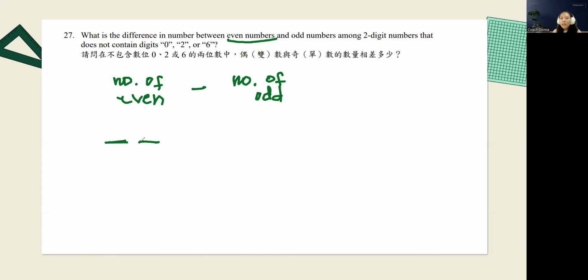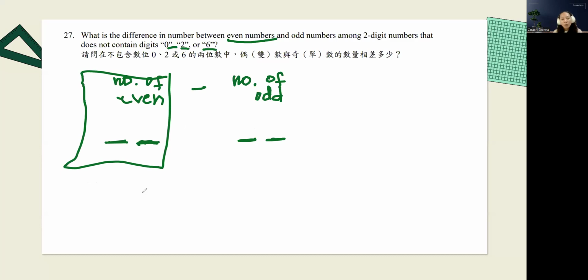So I'm placing 2 blanks because we can only have 2 digits. Remember, it does not contain 0, 2, or 6. Let's answer the even part first. For this to be even, it needs to end with 0, 2, 4, 6, or 8. However, we cannot use 0, 2, and 6 because the problem states we're not allowed to use them. So we can only have 2 numbers here, the 4 and the 8.